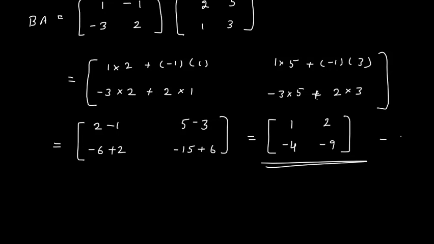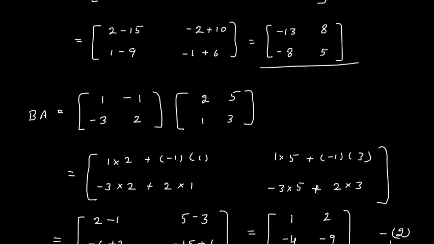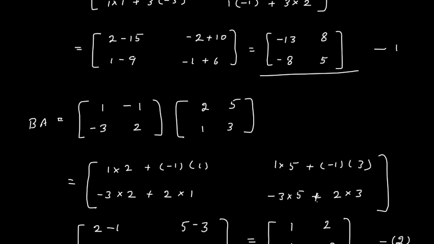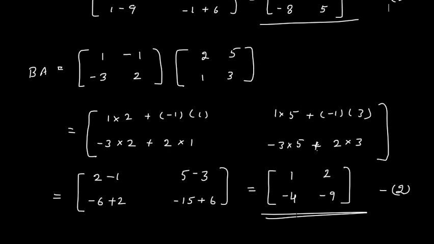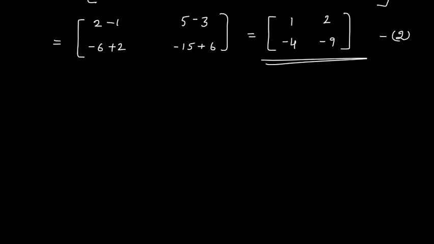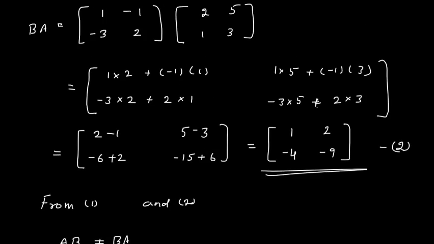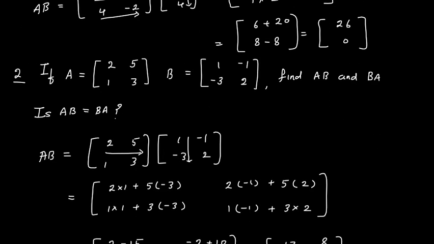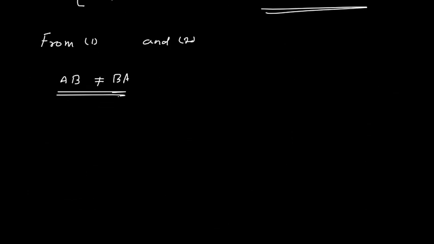Let us say this is equation 2 and this is equation 1. So in equation 1 and equation 2, we are getting here minus 13, 8, minus 8, 5, and here we are getting 1, 2, minus 4, minus 9. So are they equal? Obviously not. So what we get here, that from 1 and 2, AB is not equal to BA. Okay, so let us see the question. If A and B is given, we have to find AB and BA, and is AB equals to BA. So answer is AB is not equal to BA.